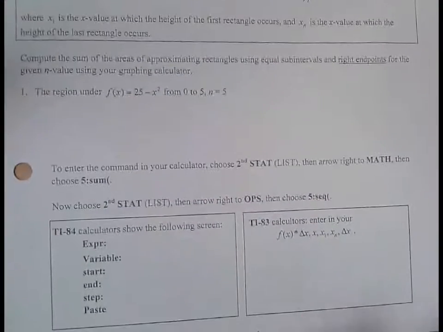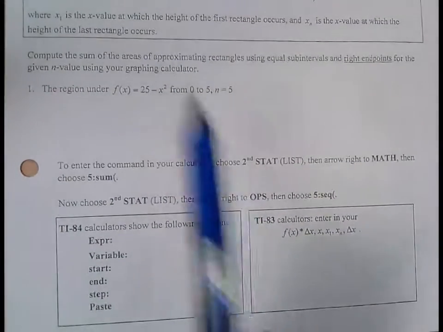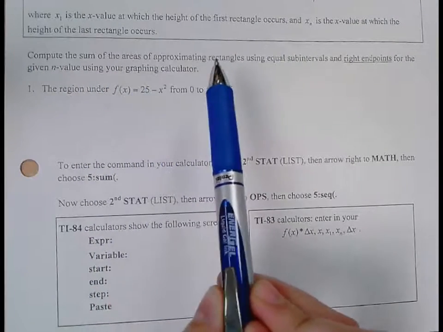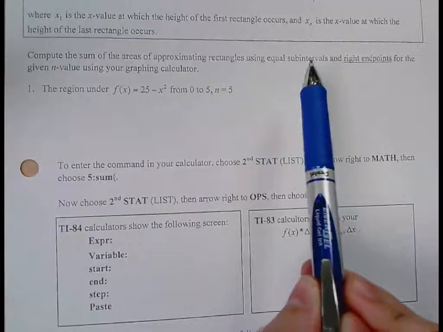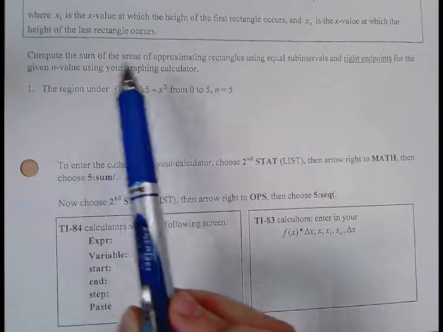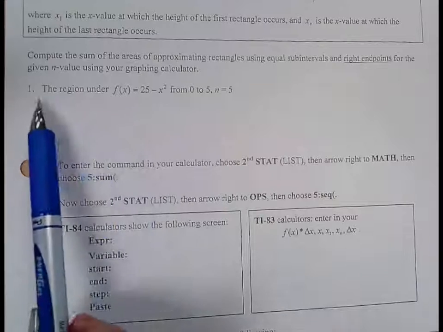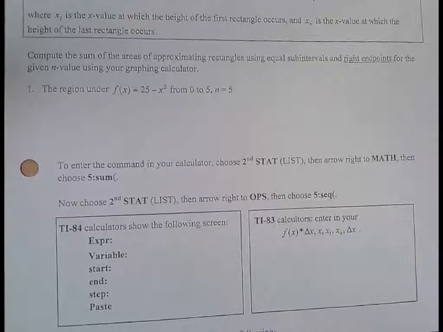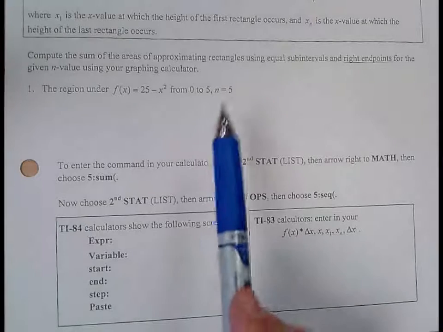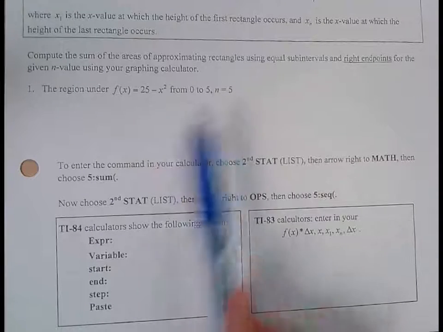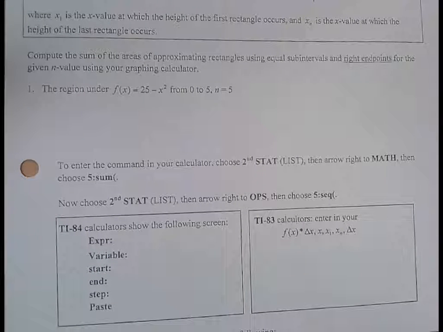So this is how you use your calculator to do this. This says compute the sum of the areas of approximating rectangles using equal subintervals and right endpoints for the given n value using your graphing calculator. So we have the region under f of x is 25 minus x squared from 0 to 5, and our n is 5. So we have 5 rectangles.